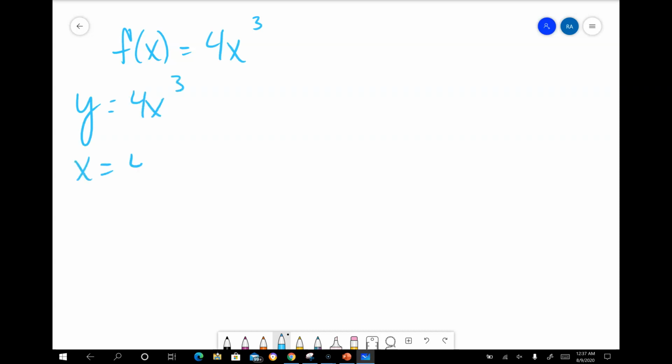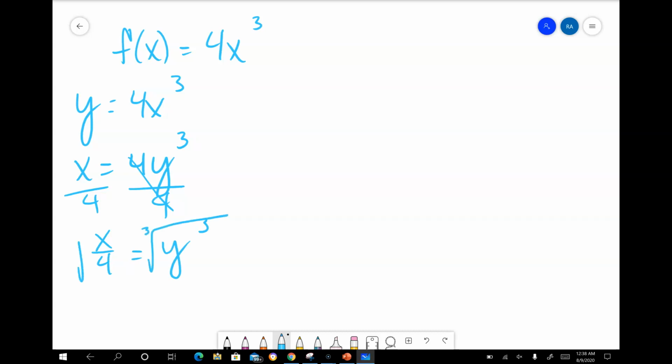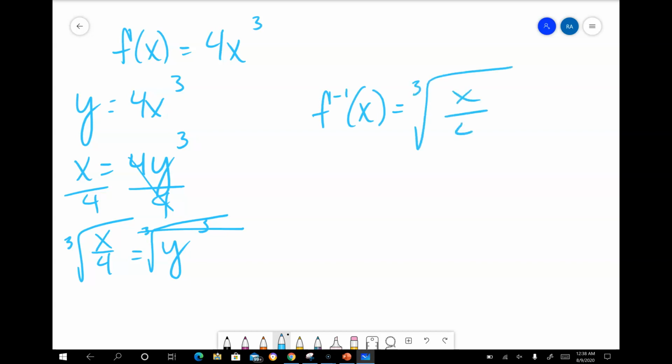Switch your x and y. Remember, you work out to in, so we need to get rid of that 4 first. So I'm going to divide by 4 on both sides. I'm going to rewrite it just so you can see that it's x divided by 4 equals y cubed. To get rid of the cubed, you would have to take the cube root of both sides. And that leaves you with f inverse of x equals the cube root of x over 4.